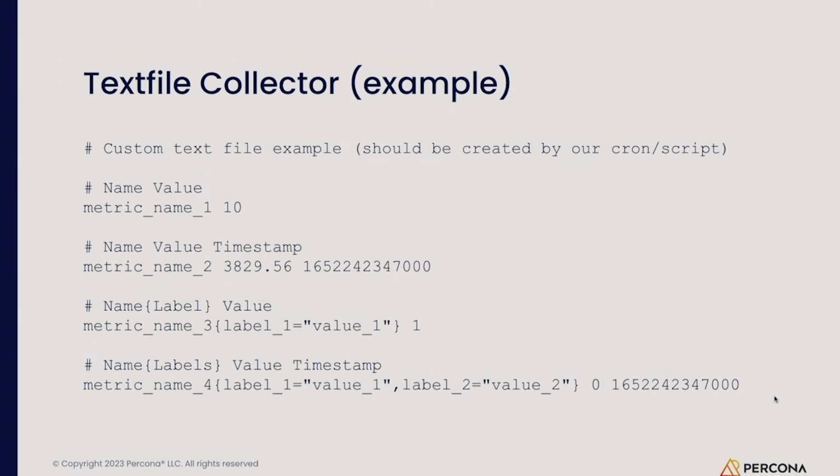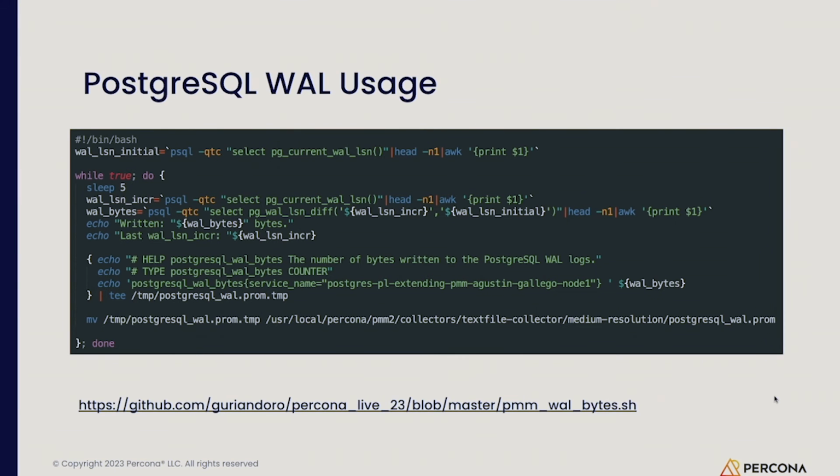And as you can see here, value can be an integer or it can be a float. And then the third one is name, optionally one or many labels, and then the value. And then the fourth one is the same but with the timestamp, right? So this is what you would typically be using, because the timestamp is something that is going to be handled by PMM itself.